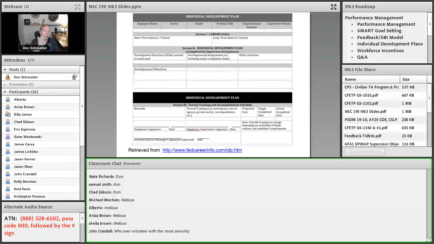Like I said, this example is at fedcareerinfo.com. You don't have to use this example, but it's a perfectly good example and used by a lot of people around the Air Force for their civilian employees. All right, so that's an IDP. Remember, an IDP is for professional individual development.